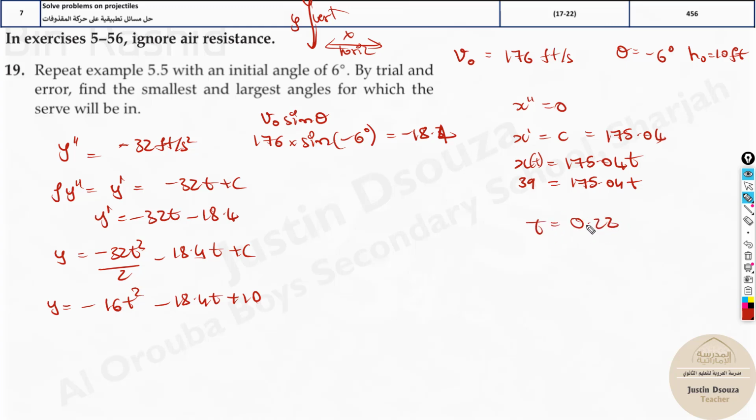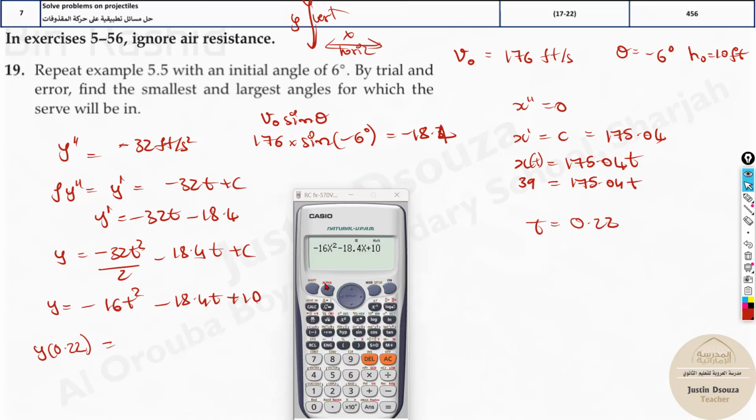Now what you need to do is substitute this time over here and solve. So y of 0.22 is equal to, just substitute over here. Let's do it in the calculator directly. I have typed this equation over here. Let's calculate this at 0.22. So the answer is 5.17. Yes, that means it clears. So 5.18 I'll write feet. So it goes above the net. That's fine. Now what about the other part? Will it fall within 60 feet? Because I saw that time it was 39 feet for the net and 60 feet was for the boundary line.